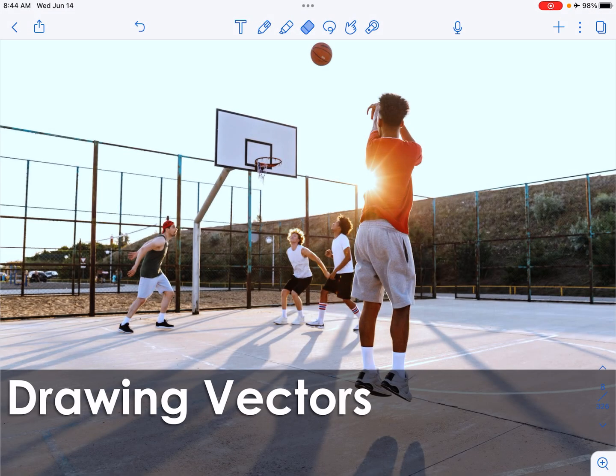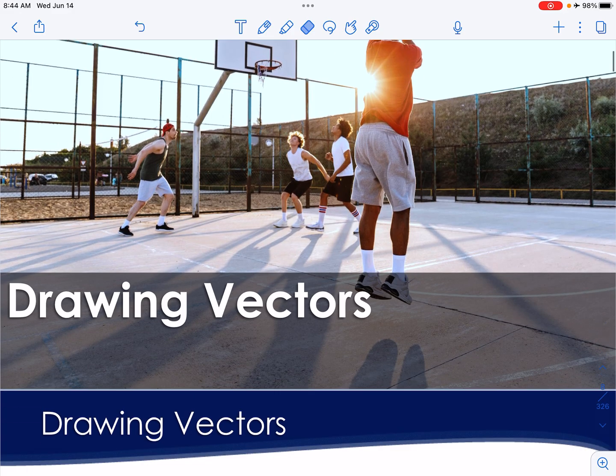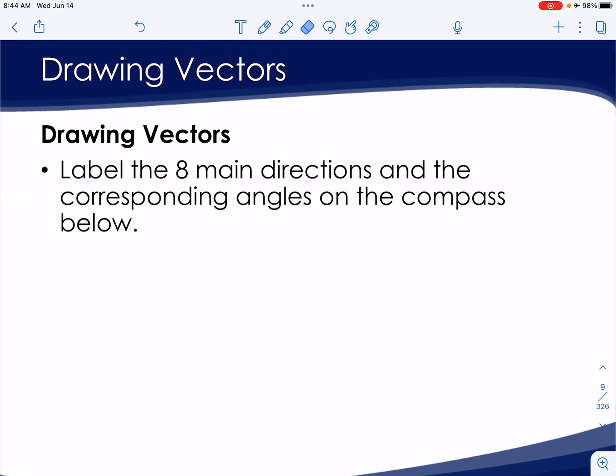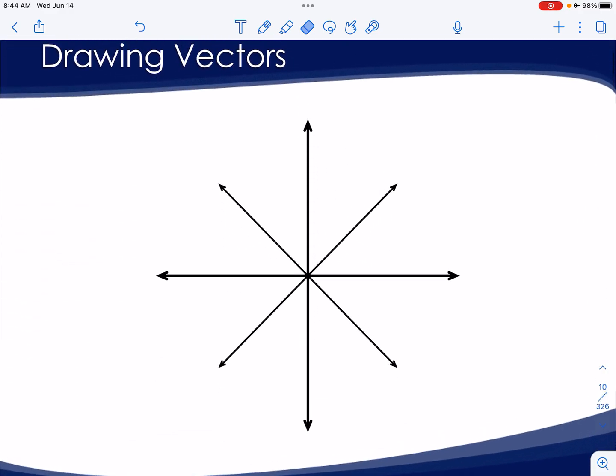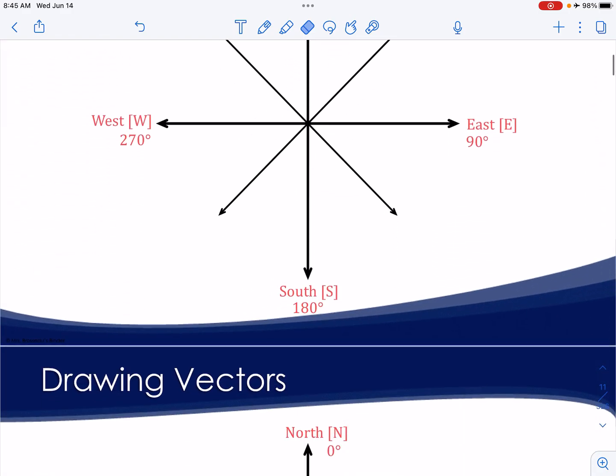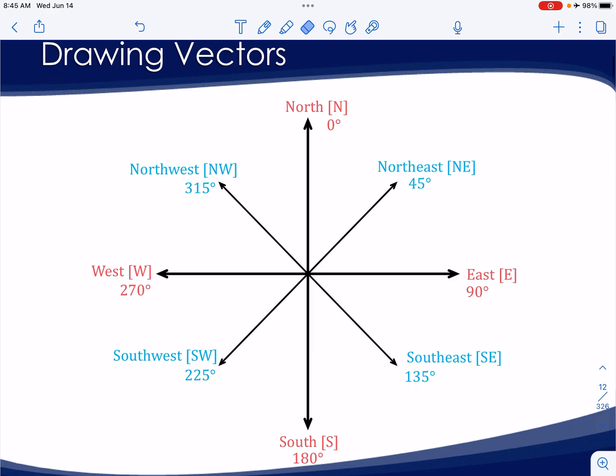Welcome to 2D Kinematics: Drawing Vectors. We're going to start by labeling the main directions on a compass. We can look at this compass below. Go ahead, pause the video, and label this. Okay, so if we label them, we can go through. We should be familiar with north, south, east, and west.